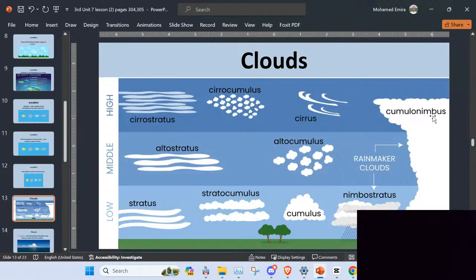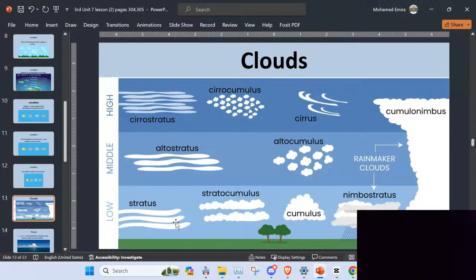This is too much, so I make it short. I can say it like cumulonimbus or cumbus. Let's make it shorter like this, as much as we understand it, we can read it, we can pronounce it, we can make it easier. Also, we have cirrus. So, again, the four clouds for today are stratus, cumulus, cumulonimbus, and cirrus.